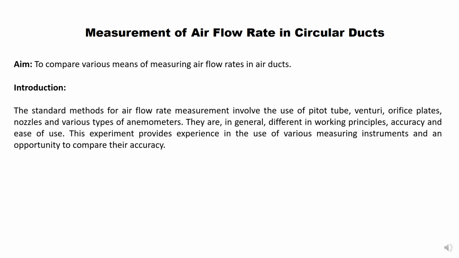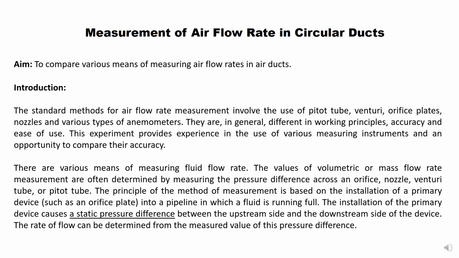Hello everyone, I'm going to introduce the experiment of measurement of air flow rate in circular ducts. The aim of the experiment is to compare various means of measuring air flow rates in air ducts. The standard methods for air flow rate measurement involve the use of pitot tube, venturi, orifice plates, nozzles, and various types of anemometers. They are in general different in working principles, accuracy, and ease of use. This experiment provides experience in the use of various measuring instruments and an opportunity to compare their accuracy.